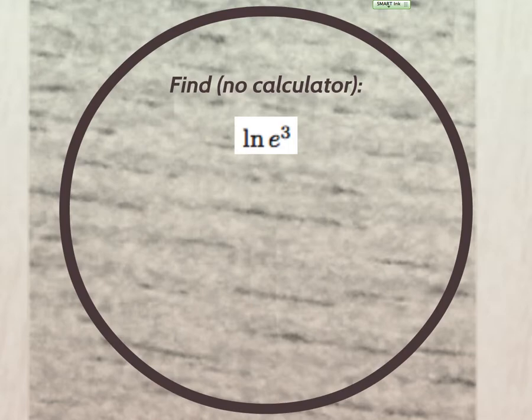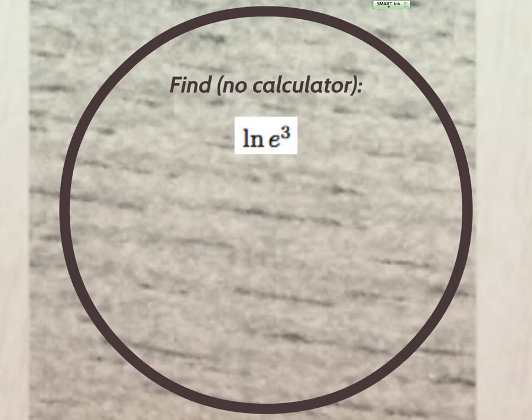So we are going to find, without a calculator, ln of e to the third power. Find is kind of like another word for simplify or get an answer, and you should have a calculator that's capable of computing natural logs and has e in it as well. If you don't, you may want to find a different one. But we do want to do this without a calculator here.